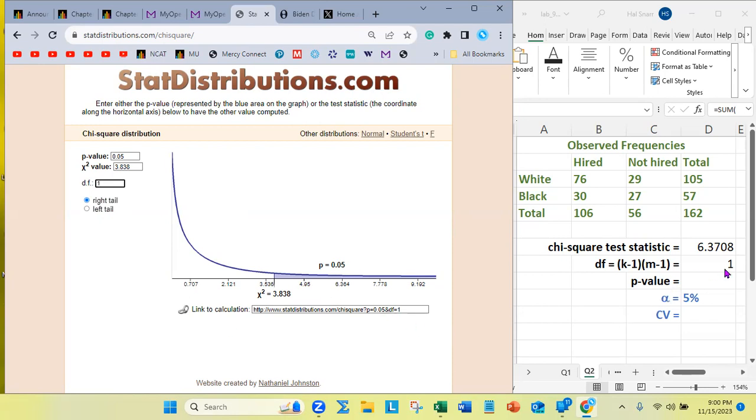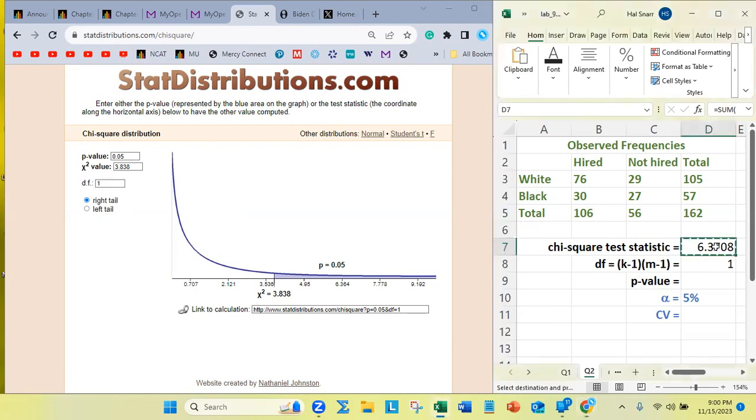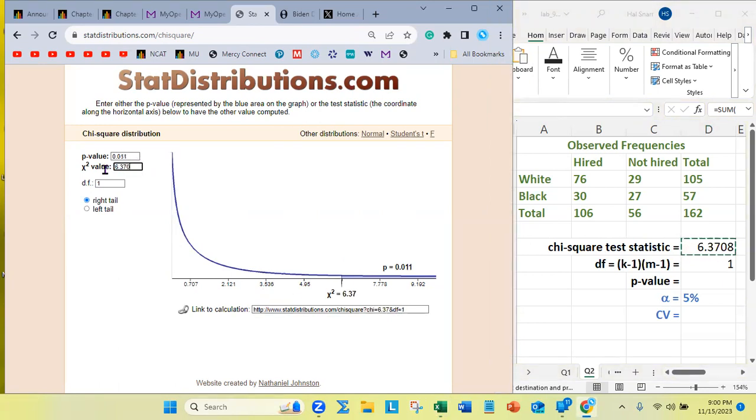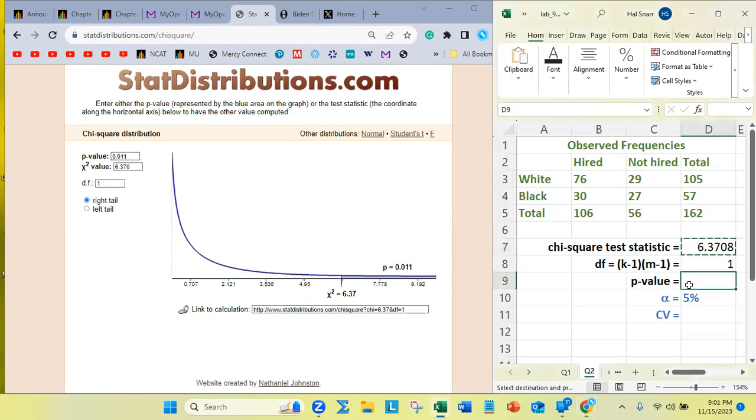And my chi-square test statistic, if I put it into the chi-square value, I get a probability value of 0.011. Now I need it to 4 decimals for my problem here. I'm going to type it in anyway. 0.011. Okay. And then I'll refine it later.